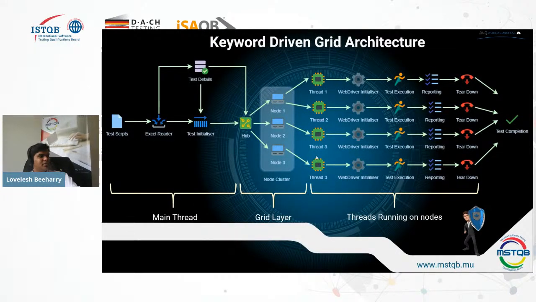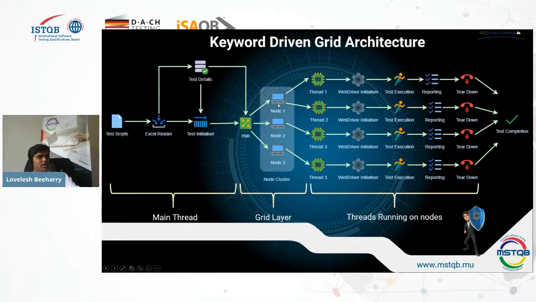We have the test scripts, we have the Excel reader, which is still reading from the test script and putting all the details on the machine repository. And then we have the test initializer, which is using those details and communicating now with the hub. The hub is already registered with all the nodes. Actually, the hub already has all the nodes, all the machine clusters connected to it. And the hub will channel commands to those nodes to execute tests. So you will notice over here that this node, node number one, has two threads.